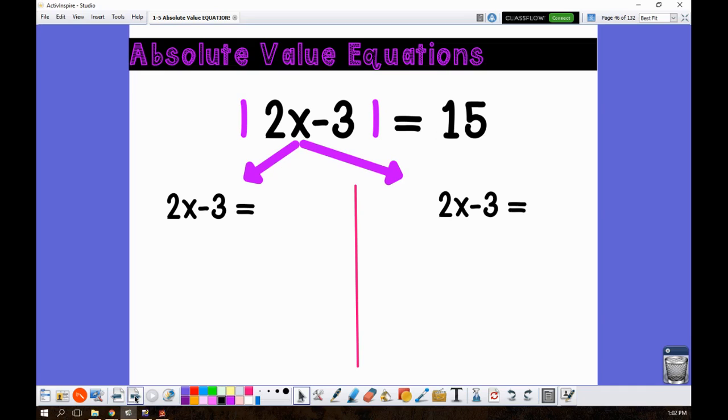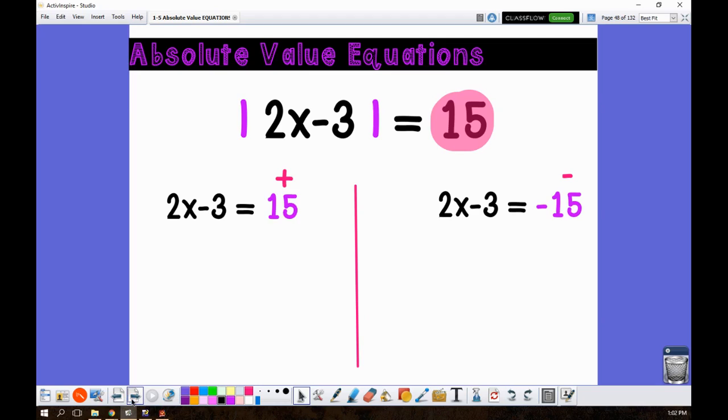And now I'm going to set them equal to this 15. I'm going to set it equal to a positive and a negative. So I'm going to pop a positive 15 and a negative 15 in there. And now I have 2 separate equations that I know how to solve. So I'm going to go ahead and solve them one at a time, maybe even two. So I'm going to go ahead and solve them right now.